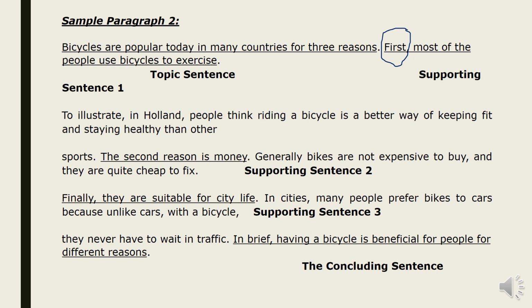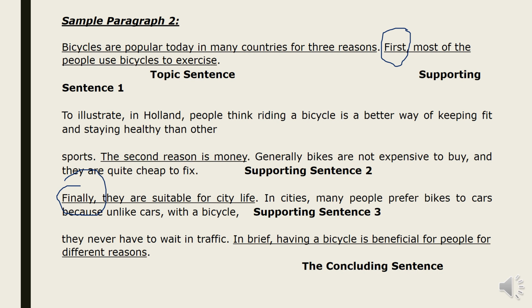Finally, this is the third supporting detail. They are suitable for city life. I have to explain. In cities, many people prefer bikes to cars because, unlike cars, with a bicycle they never have to wait in traffic. I have now finished my supporting sentences.